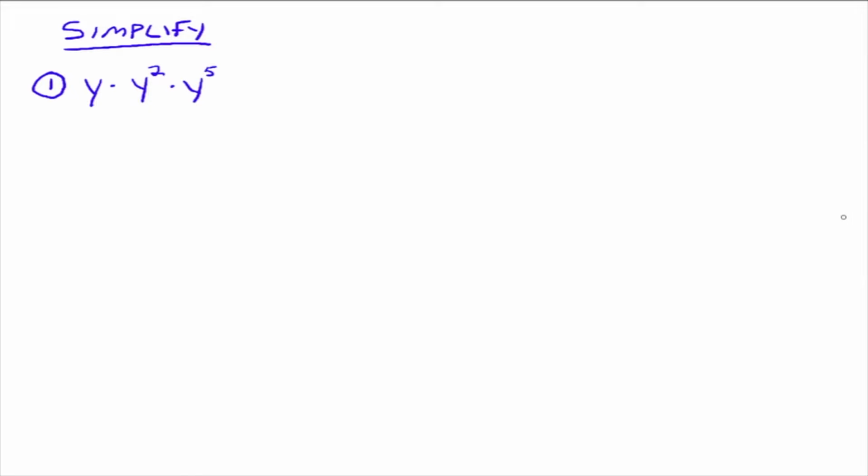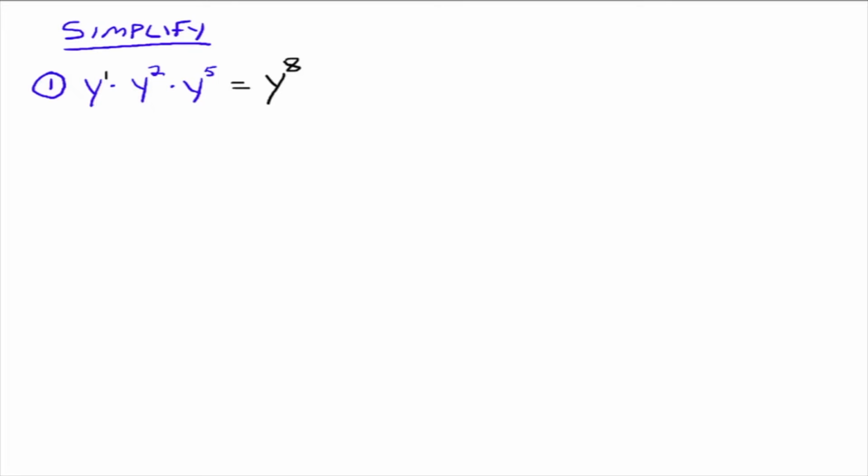All right, example 1, y times y squared times y to the 5th. Well, we're multiplying three things that have the same base. The exponent on this y is 5, the exponent on this y is 2. And what's the exponent on this first one? Even though we don't write it, it's understood to be a 1 up there. Don't forget. So y times y squared times y to the 5th, you keep the base the same and add up the exponents. 1 plus 2 plus 5 gives you 8. So y to the 8th.